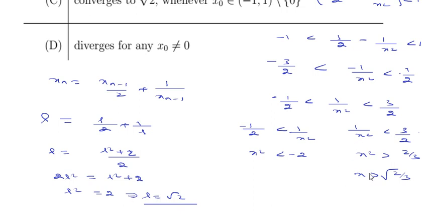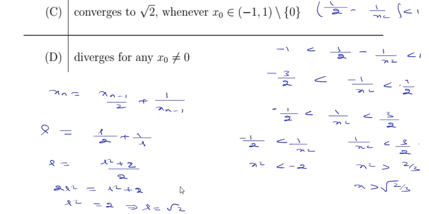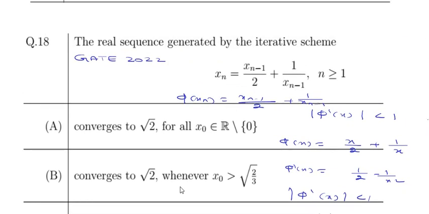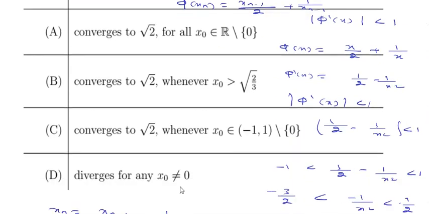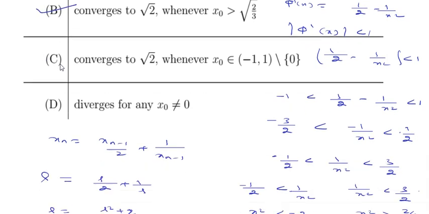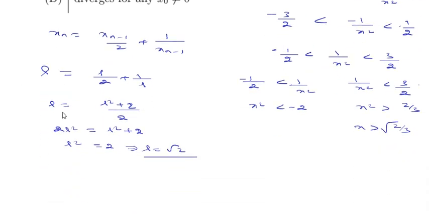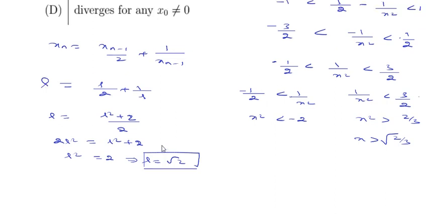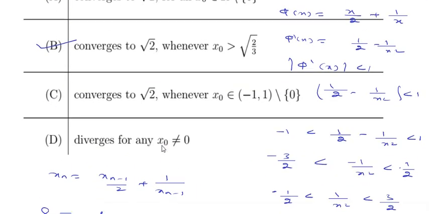So the condition is x should be greater than root of 2 by 3 and L is equal to root 2. So therefore the correct option is option B. So it converges to root 2 and x naught is greater than root of 2 by 3.